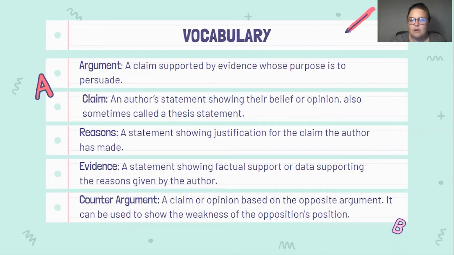Evidence is a statement showing factual support or data supporting the reasons given by the author. And a counter-argument, a claim or opinion based on the opposite argument. It can be used to show weakness of the opposition's position.